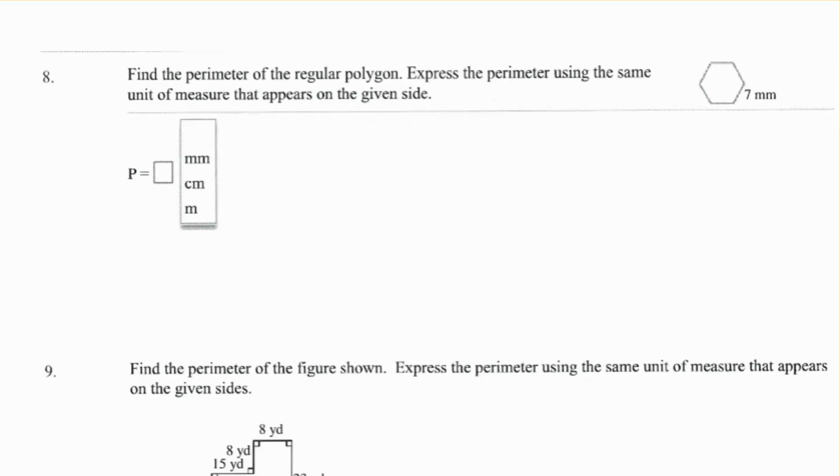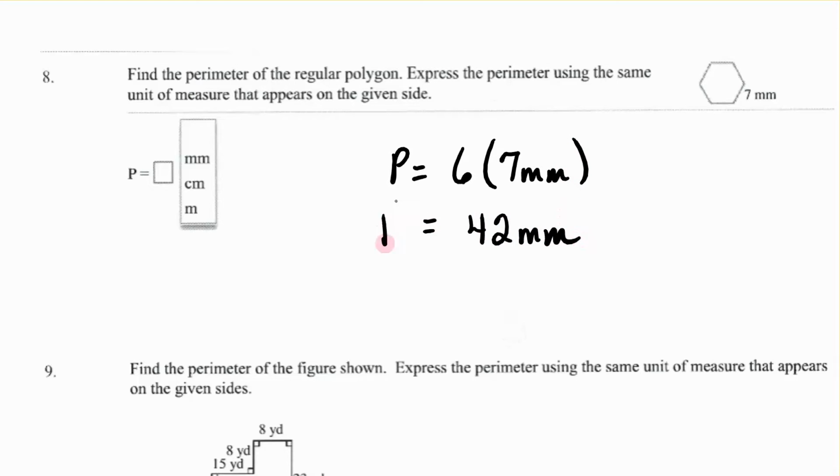All right. Here is a regular polygon. Now, a regular polygon, no matter how many sides it has, all of its sides are the same. So this is a hexagon, and one of its sides is 7. That means all of its sides are 7 millimeters. So the shortcut would be that there are 6 of those 7 millimeter sides. So there are 42 millimeters in the perimeter.